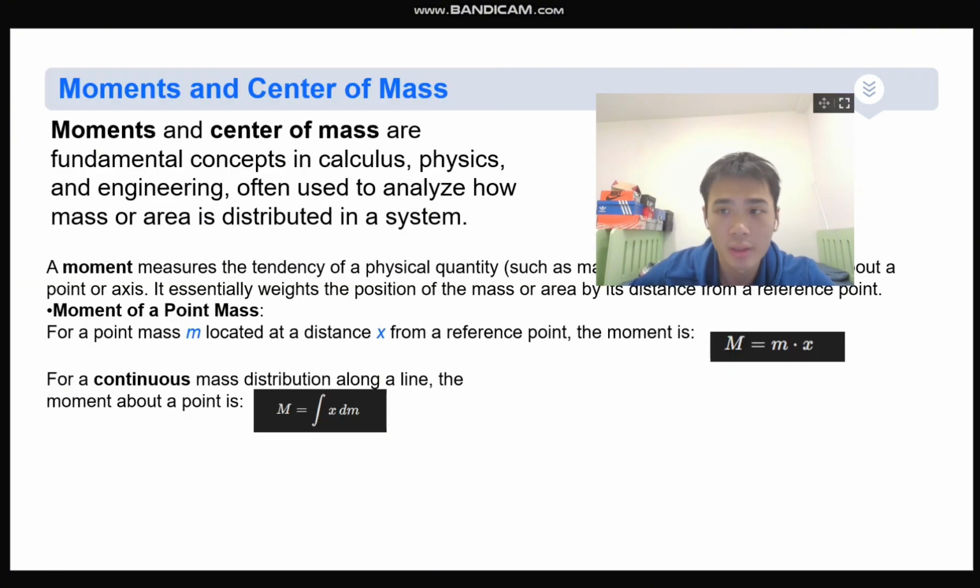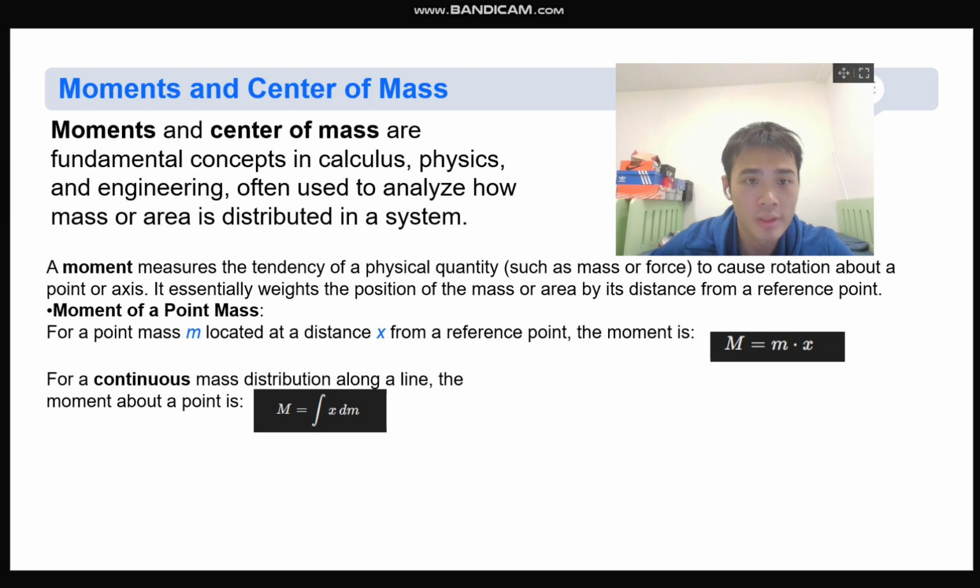So next, I am going to explain moments and center of mass. Moments and center of mass are fundamental concepts in calculus, physics, and engineering, often used to analyze how mass or area is distributed in a system. A moment measures the tendency of a physical quantity, such as mass or force, to cause rotation about a point or axis. It essentially weighs the position of mass or area by its distance from a reference point.